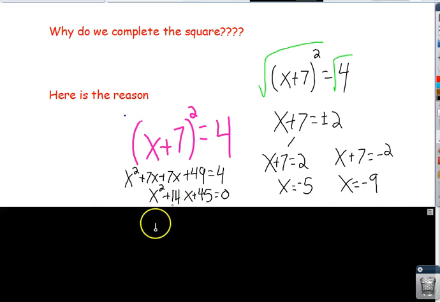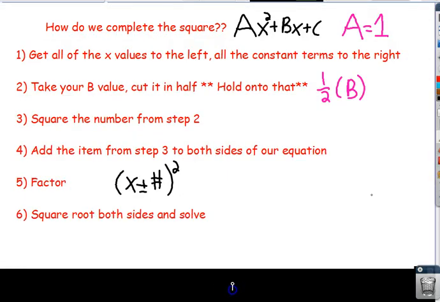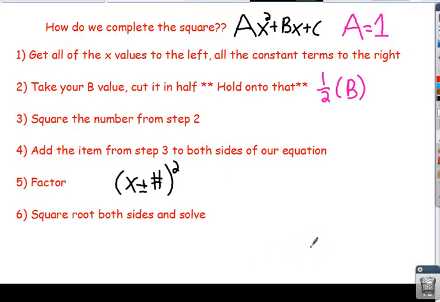So let us read through the process of how to do this. I'm going to show you the entire process here for a second, and then read through every example. So here you go. Take some time and soak that in.